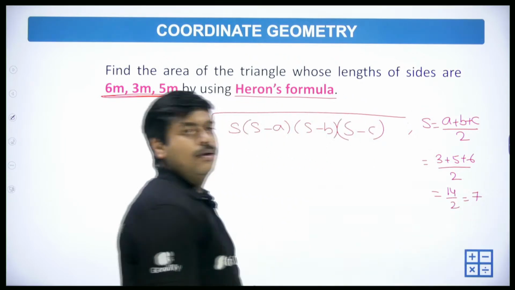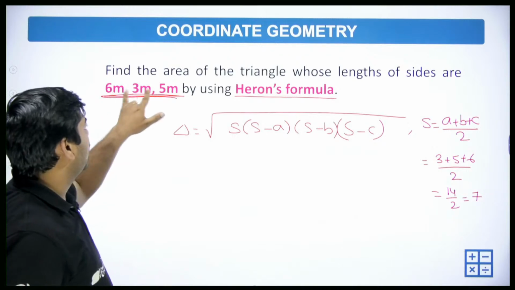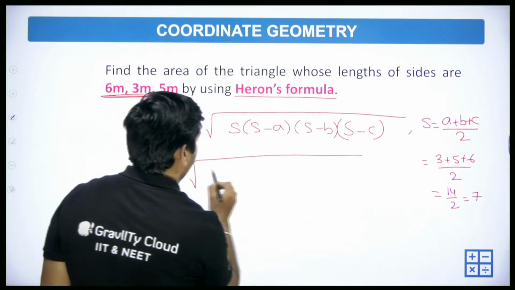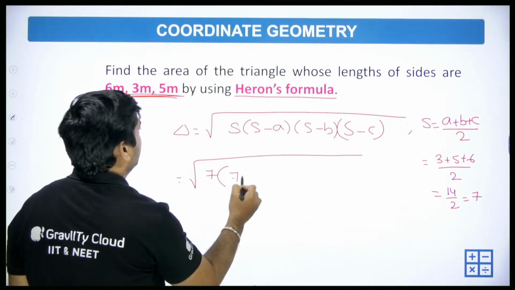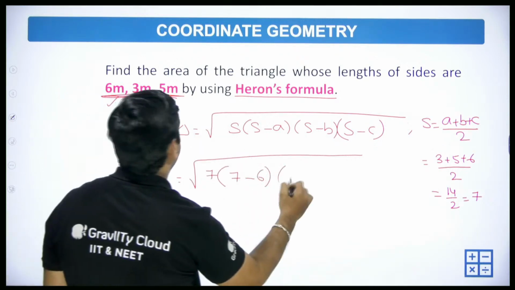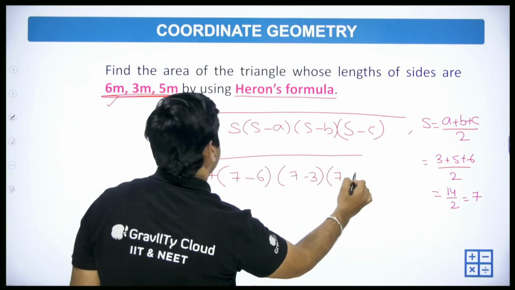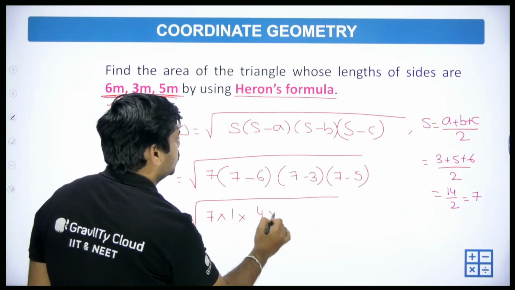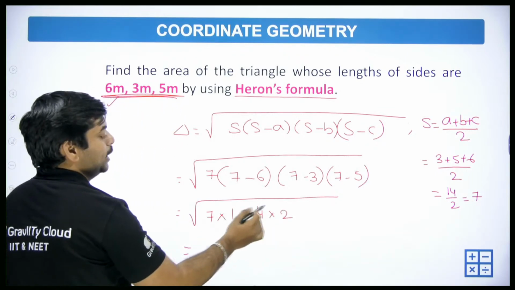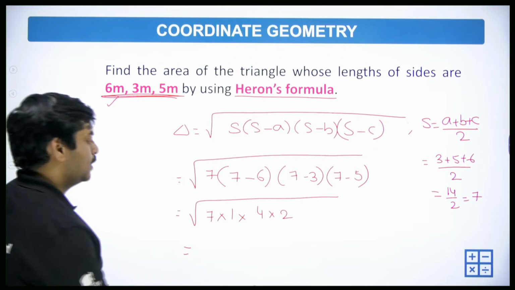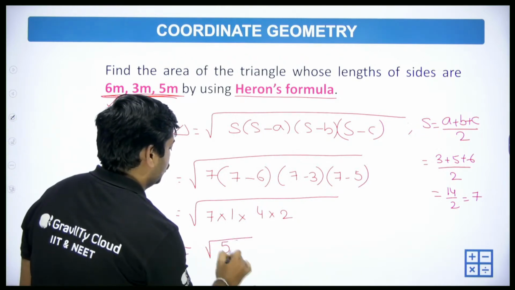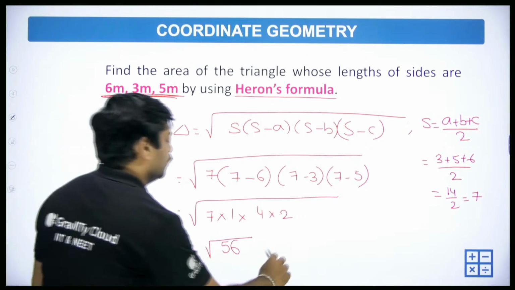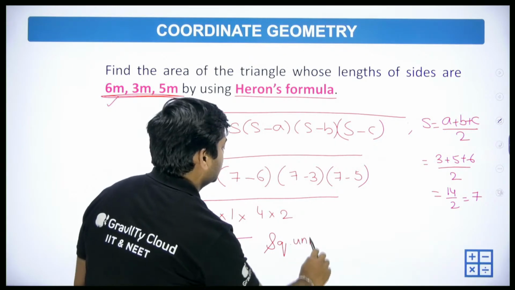Once again, let me check that. Right? So 6 plus 3 is 9, 9 plus 5 is 14. So 14 by 2 is 7. Correct? So that will give you root over 7 into 7 minus 6, the first side, into 7 minus 3, the second side, into 7 minus 5. So let us solve that. Root over 7 into 7 minus 6 is 1, 7 minus 3 is 4, 7 minus 5 is 2. So 7 4s are 28, and 28 2s are 56. I don't think you can further solve that. You can just leave that as it is. So the area of the triangle is root 56 square units.